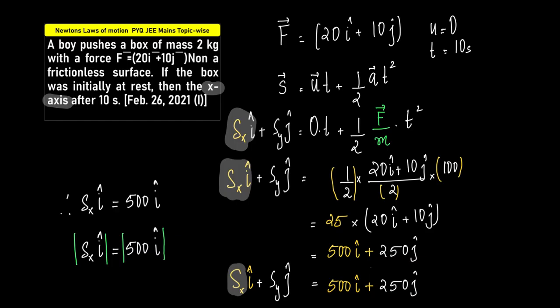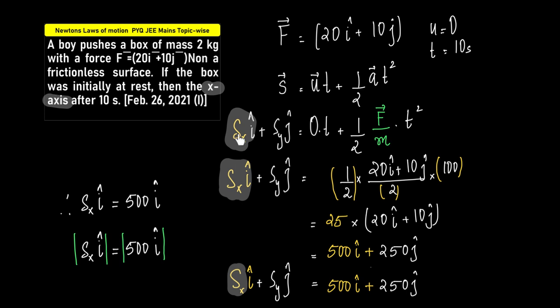Okay, so how do we approach this? We have been given vector F is equal to 20i plus 10j. Initial velocity is 0. Time is 10 seconds. So ut becomes 0 into t. Half a becomes F by m. t square is 10 square, which is 100. F is given to us as 20i plus 10j. Mass is given to us as 2 kg. So by 2 kg. I'll write displacement vector s as Sx i plus Sy j. Why is Sx highlighted here? Because we've been asked to find out the displacement along the x-axis.